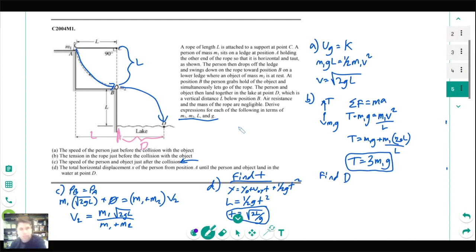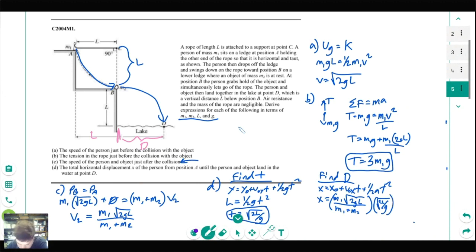Now let's find capital D, the distance we went from the edge of the cliff until point D. Well, that's just using x equals x naught plus v naught x t plus 1/2 a t squared. x is what I'm looking for. We're not starting anywhere special. We do have a velocity of this mess of a thing, M1 square root of 2GL over M1 plus M2. My time is the square root of 2L over G.